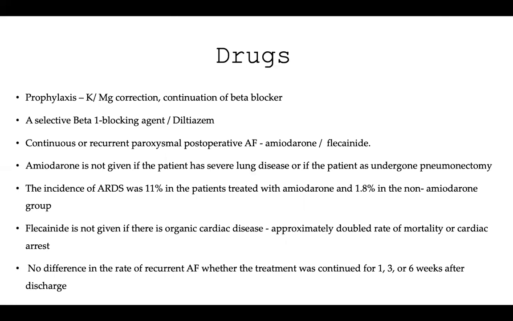So what we usually do, we try to prevent it by optimal potassium and magnesium correction. And if the patient is on a beta blocker, we like to continue it. If not, we may consider starting a beta blocker like a selective beta 1 blocker or diltiazem. Continuous or recurrent paroxysmal postoperative AF can be managed with amiodarone or flecainide. Amiodarone is not a good choice if the patient has underlying lung disease or if the patient has undergone pneumonectomy.